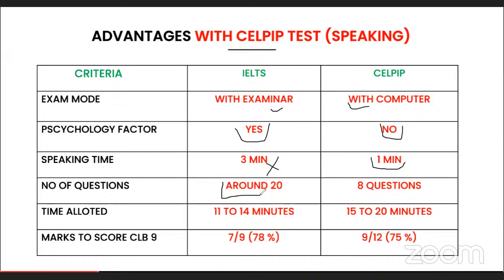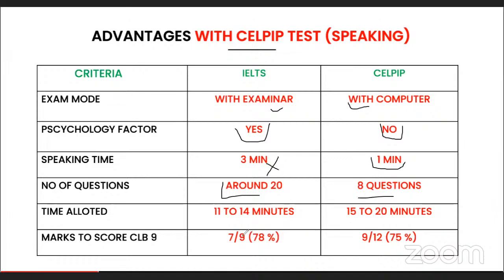In IELTS, counting all the cue card questions, there are around 20 questions, but when we come back to CELPIP, we have only 8 questions, 8 fixed sections, and you will get questions revolving around them only. Time allotted: you know that in IELTS you will have to speak continuously for 11 to 14 minutes. But in CELPIP, you can get 15 to 20 minutes with proper rest. So you don't have to speak continuously as well.